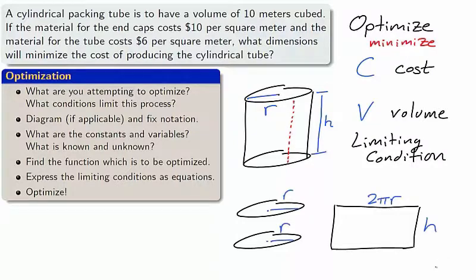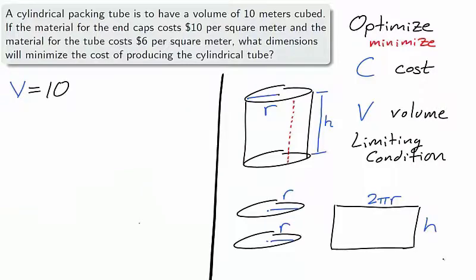We are interested in the total material used for the tube, that is, the area of the two circles and the rectangle. The dimension of each circle is radius r, while the dimension of the rectangle is h by 2 pi r. That is, the height of the tube and the circumference of the circles. Now the volume is fixed at 10 meters cubed, and since we are finding the volume of a cylinder, we have the equation pi r squared times h equals 10.